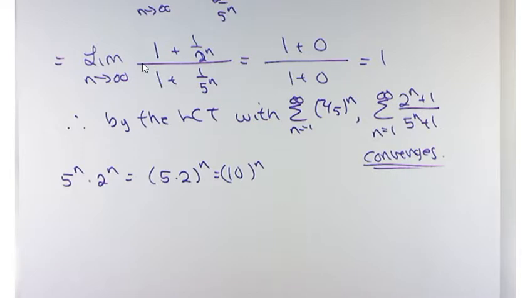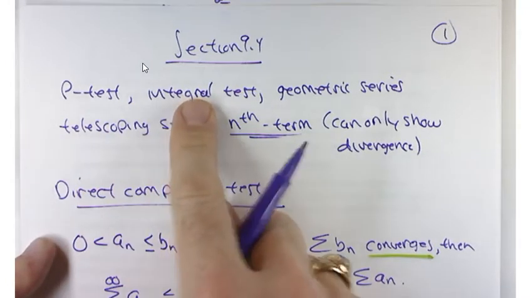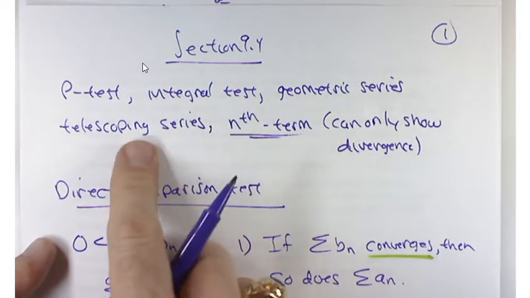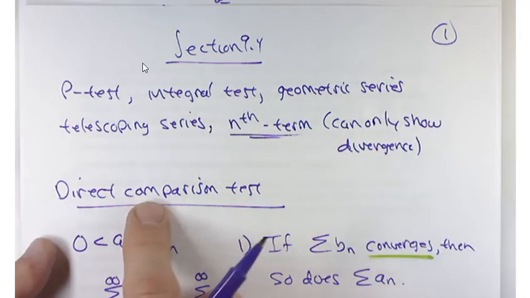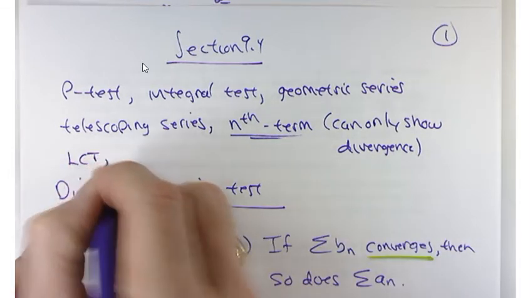Let's do a little bit of review here. We now have a total of, I think, 7 tests. You've got the p-series test, the integral test, geometric series test, telescoping series, nth term test, direct comparison test, and the limit comparison test.